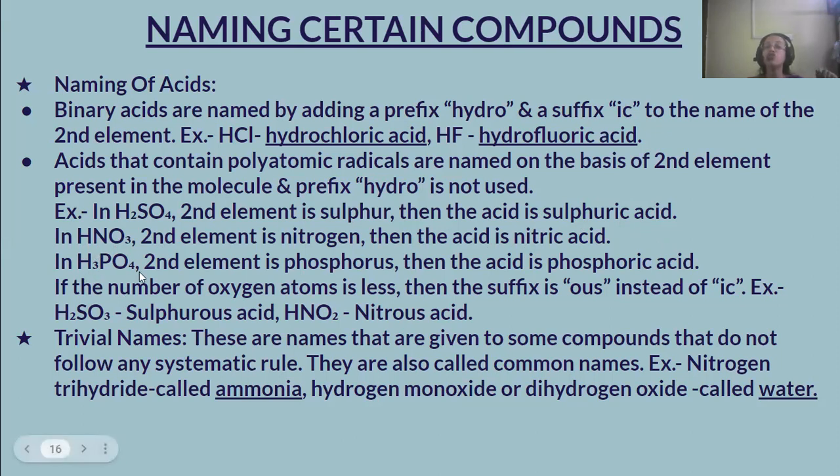Then H3PO4: the second element is phosphorus, and we write it as phosphoric acid, not hydrophosphoric acid. If the number of oxygen atoms is higher, we use ic as the suffix. If there are fewer oxygen atoms, we use ous instead of ic. An example is H2SO3, which is sulfurous acid, and HNO2, that is nitrous acid.